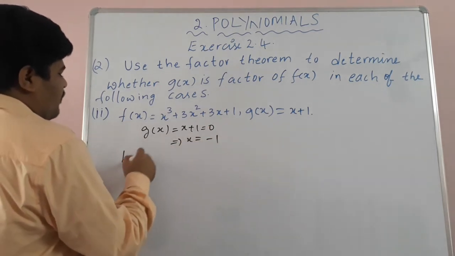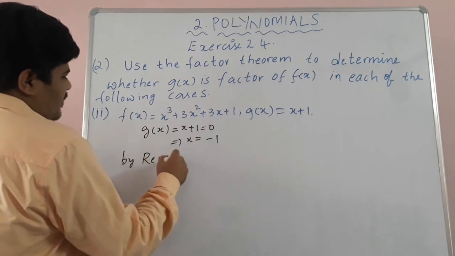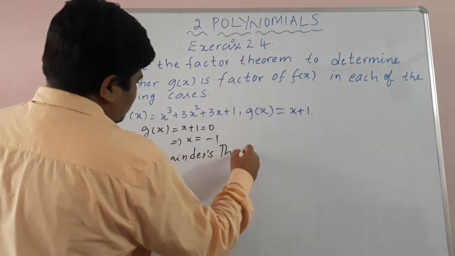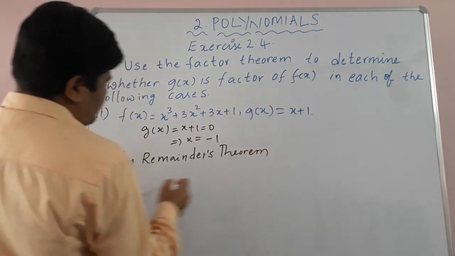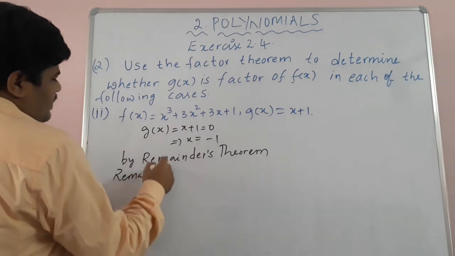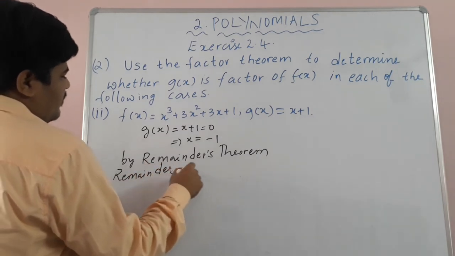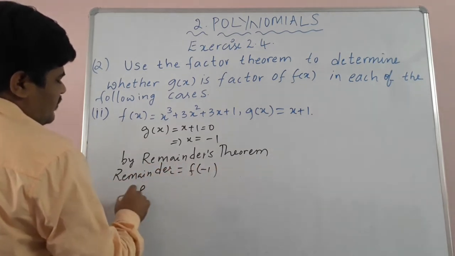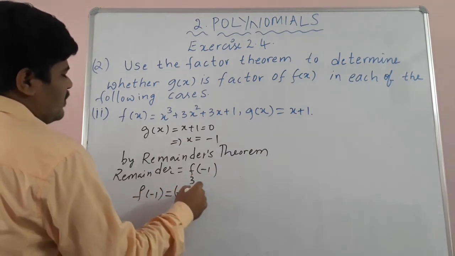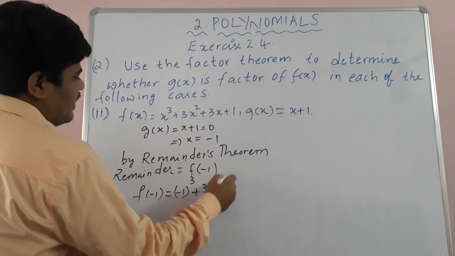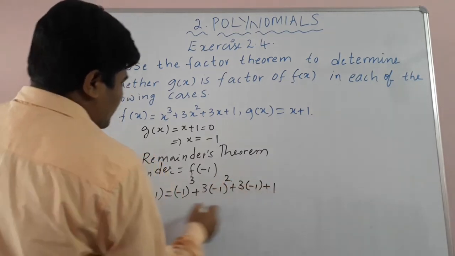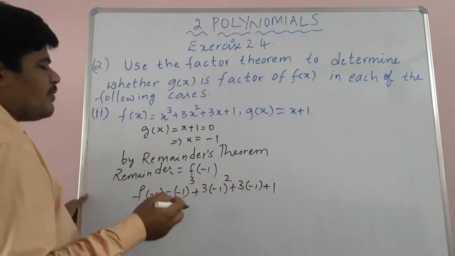Now children, we need to find the remainder. So by remainder theorem, remainder is equal to f of minus 1. So now children, find f of minus 1: minus 1 cube plus 3 into minus 1 square plus 3 of minus 1 plus 1. So children, negative 1 to the power of 3.